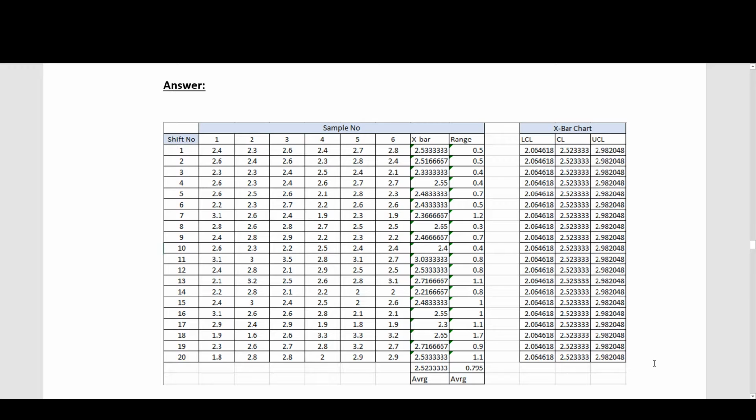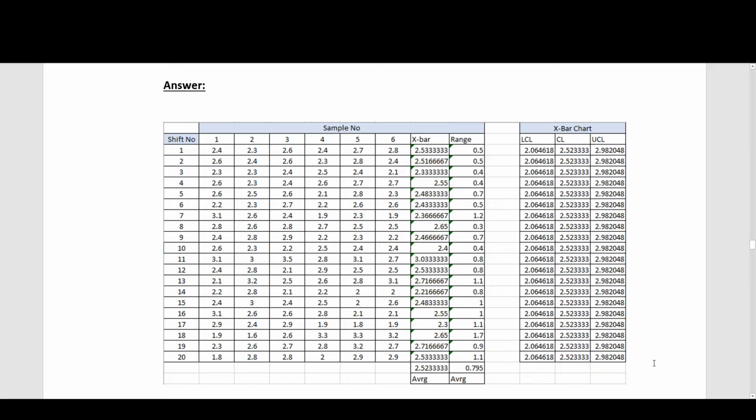All the data and information has been given, and we can find the X bar and range to draw the X bar control chart. To find the X bar, for example in shift number 1, we add the data from sample number 1 to sample number 6 and divide by 6, and we get 2.533333 for shift number 1. We can do the same method for shift number 2 until number 20, and we get all the X bars.